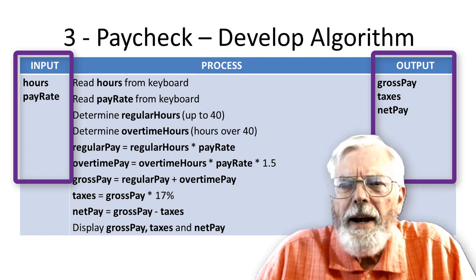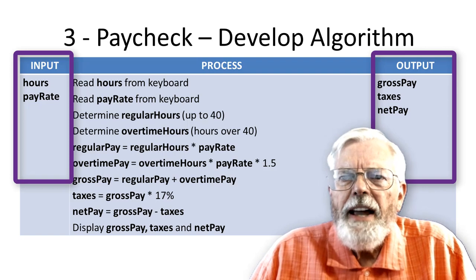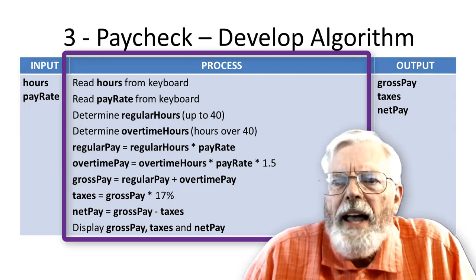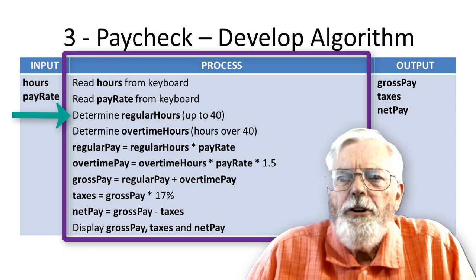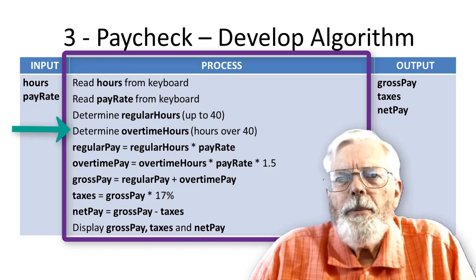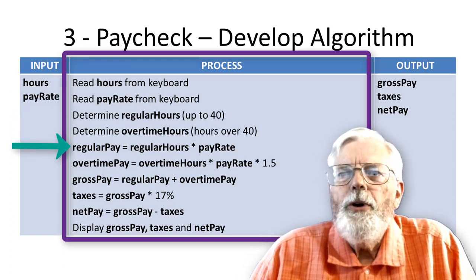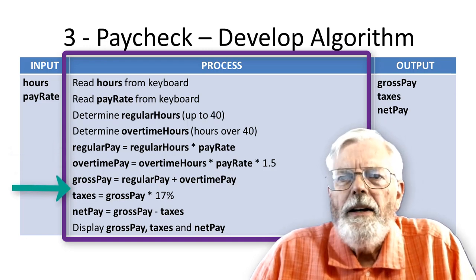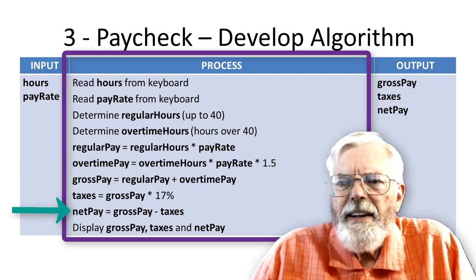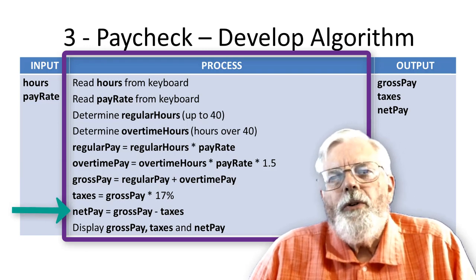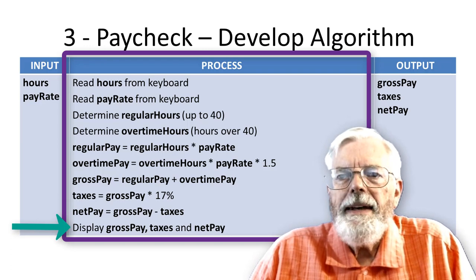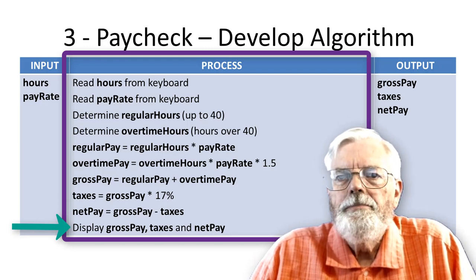Once we know the input and output, we then need to decide how to get from the input all the way to the output. We're going to read the hours and the pay rate from the keyboard, determine the number of regular hours, determine the number of overtime hours, compute regular pay, compute overtime pay, and then compute gross pay. Compute taxes, and finally the net pay. That's what's left over after everything has been taken out. Finally, display the gross pay, taxes, and net pay.